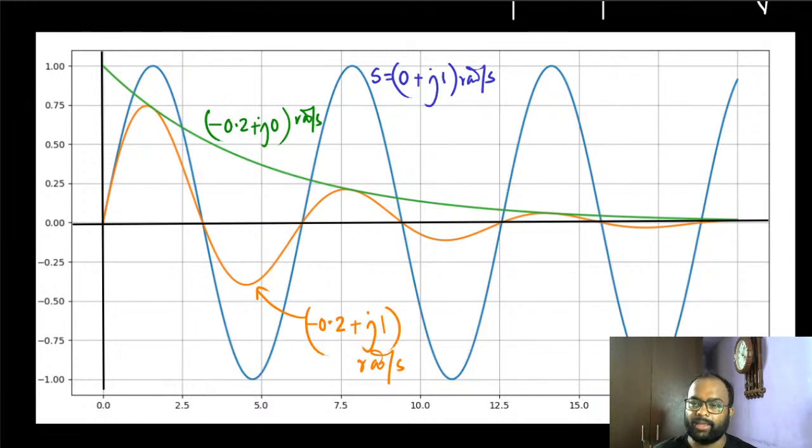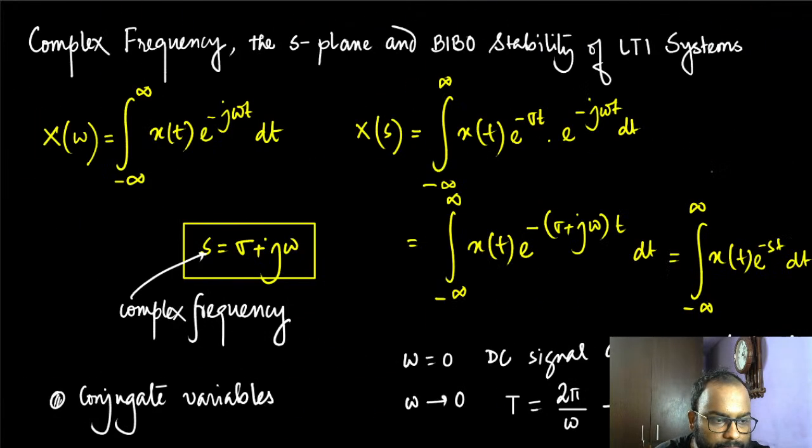So one of you asked, is this because in complex frequency we are considering a conjugate pair? No, not really. s is not complex because it's a conjugate variable to t. Let me go back. This omega, in the Fourier transform, is a conjugate variable to t.